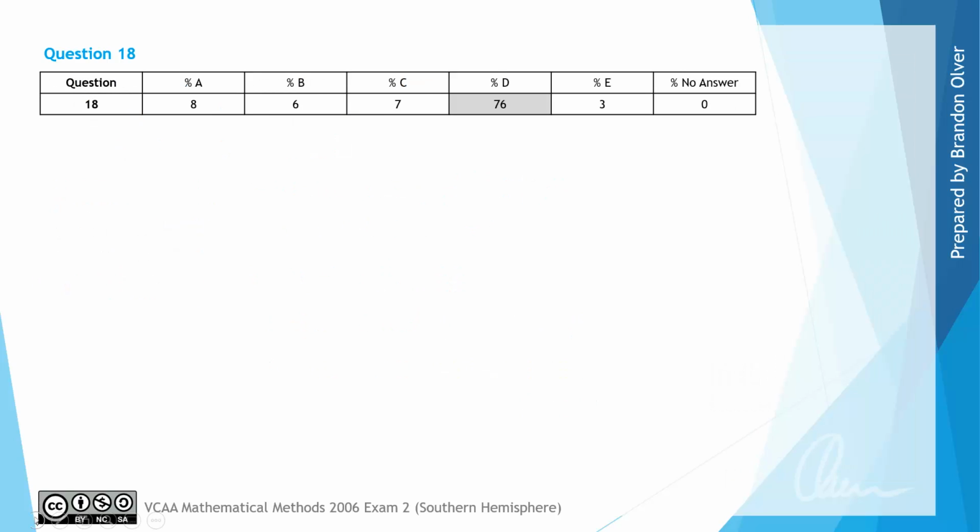From the examiner's report, we can see that just over 3/4 of students got that question correct, which means that it was fairly well done in an exam like this.